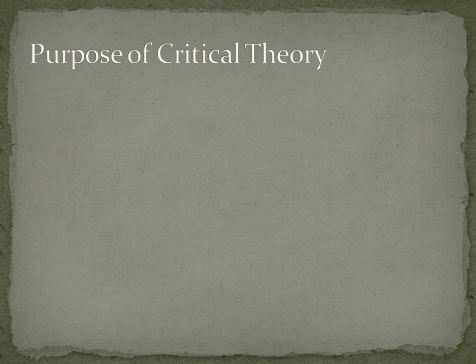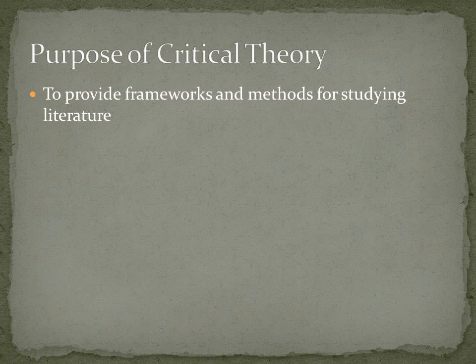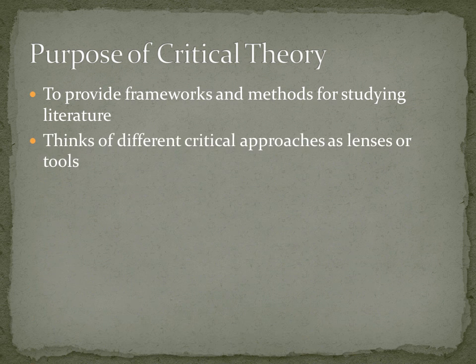Right, so what is the purpose of critical theory? To provide frameworks and methods for studying literature. When we study literature, we often come up with all these great ideas, but have no way to organize them. So a framework, some kind of organization, or a very clearly defined method can really help, and that's what theory does. A good way to think of critical theory and different critical approaches, because there's all different schools of thought within the gigantic realm of critical theory, is to think of them as different lenses or tools. This is a metaphor I like to use.